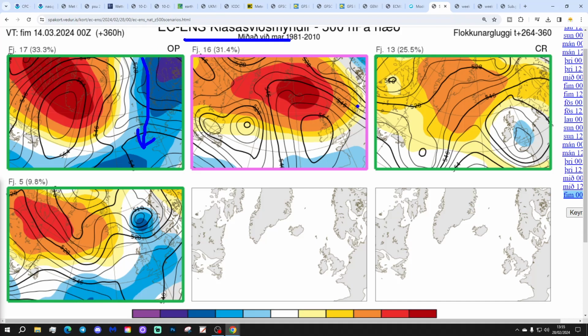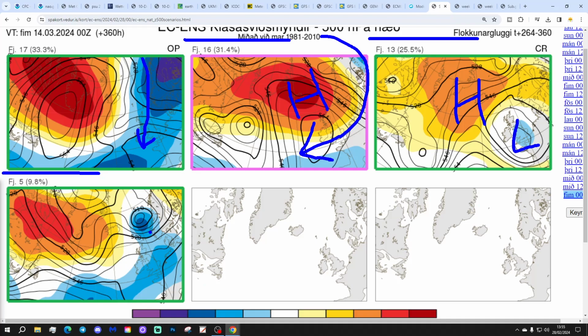So cool and unsettled with that one. 16 members of the ECM ensembles have high pressure to the north, and again around that we will bring the wind in from an easterly direction. We've got 13 with high pressure away to the northwest, or a trough of low pressure over the top of the country. That could be cool and unsettled too. And then we've got 5 with low pressure over the west of Europe and high pressure in the Atlantic, so again that could be quite cold and unsettled.